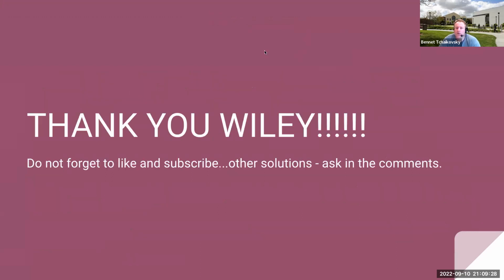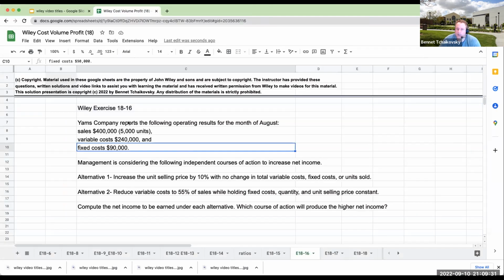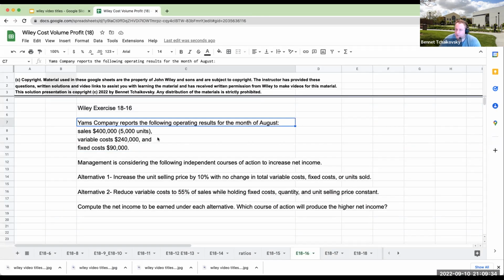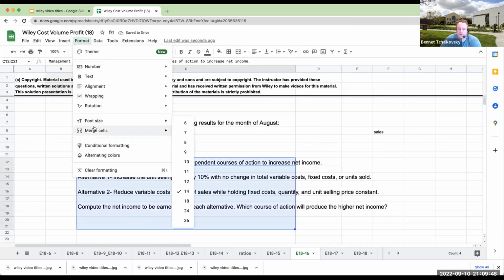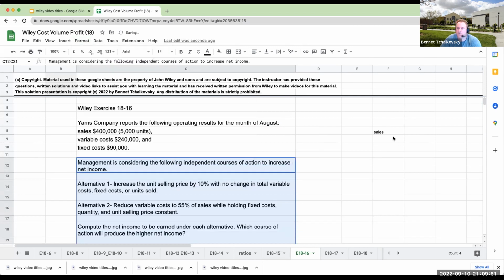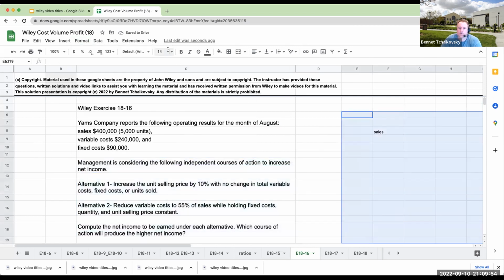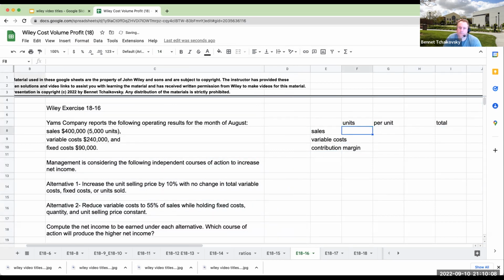Okay, so coming over here, we've got Yams Companies, which reports the following operating results for the month of August: sales, variable costs, and fixed costs. So let's chart this out. Right over here, we're going to have sales. Let's do some wrapping. Okay, so we've got sales, variable costs, and then contribution margin, with units, per unit, and total.